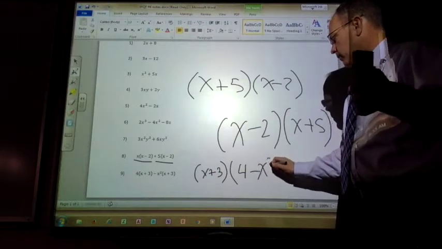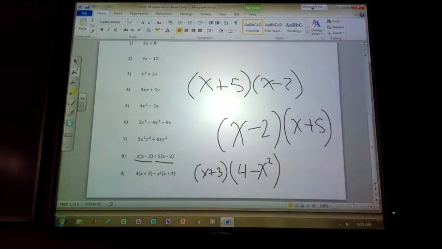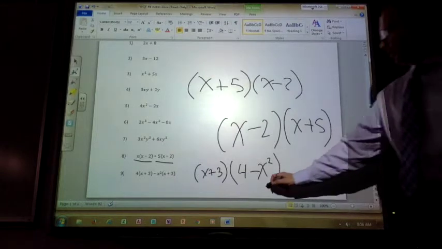Good. Now, you know what's bad about this one? You get done, and you think you're good, and you take it on the test or quiz, and I take 1 point off. Oh, there's still x times x on it. Anyone know the difference of two squares? What are the two squares that are up there? 4 and x squared. Yeah, this right here is the difference of two squares.